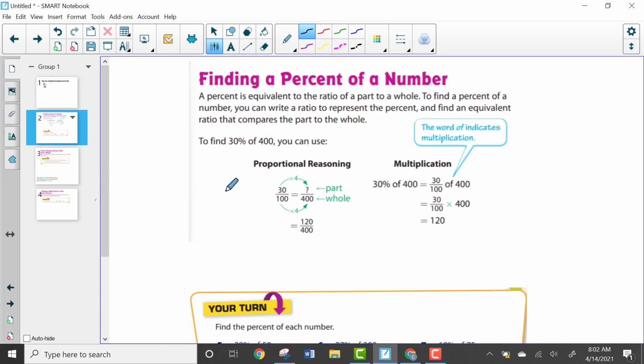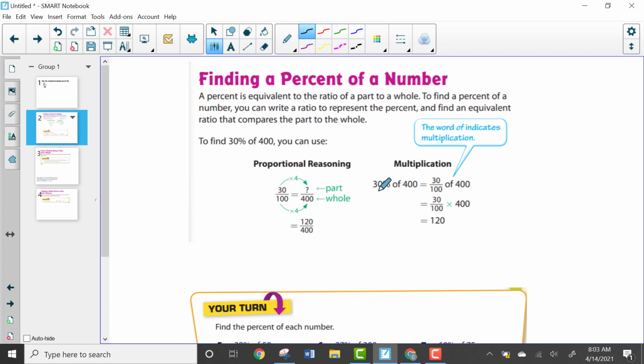Now, if you turn your Go Math book to page 216, it says finding a percent of a number. Understand that a percent is equivalent to the ratio of a part to a whole. To find a percent of a number, you can write a ratio to represent the percent and find an equivalent ratio that compares the part to a whole. So for example, if we're looking at 30% of 400, we can set it up as a proportion like this: 30 over 100 equals something over 400.